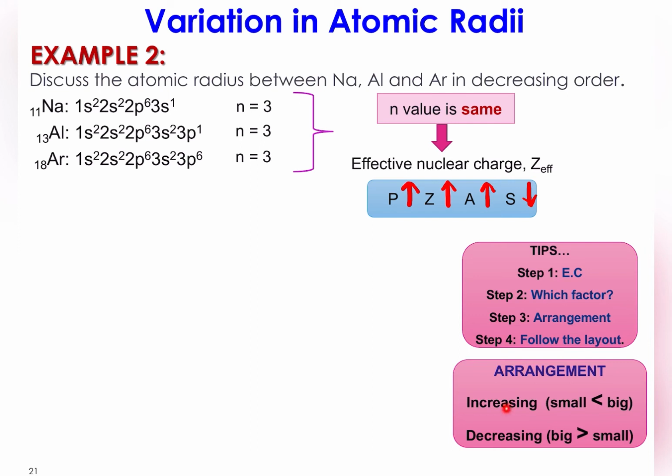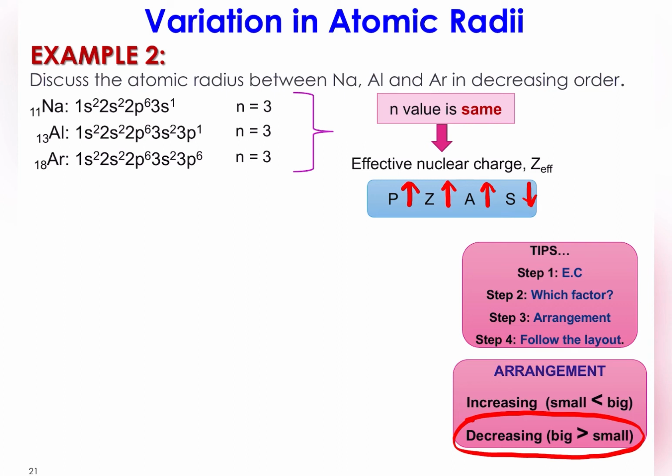When you do the increasing order, you are going to start from small less than big. So this is the symbol less than. And for decreasing, you are going to start from big, bigger than small. So in this case, I'm going to use the bottom one. So this one is going to be my arrangement where I will start from the biggest one.